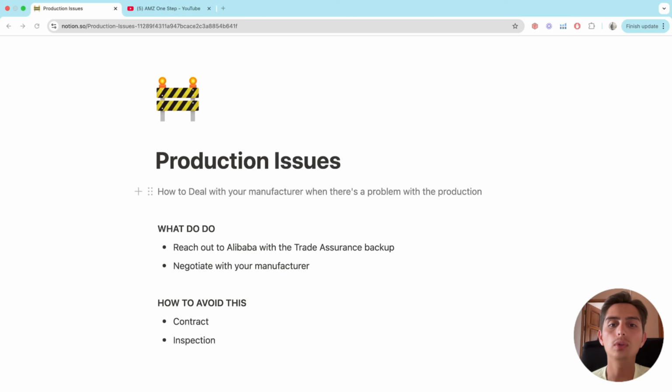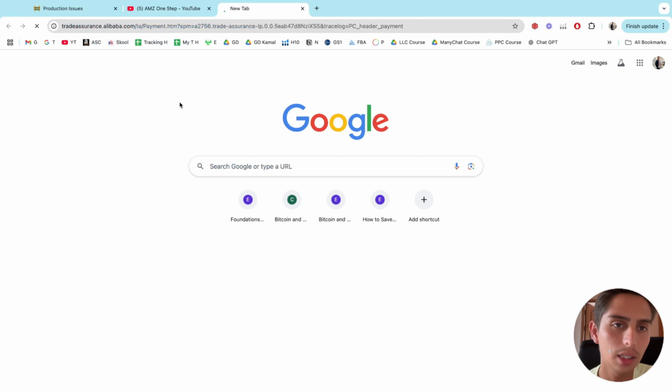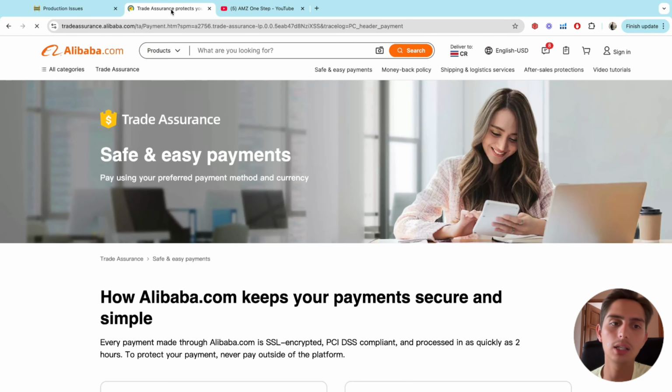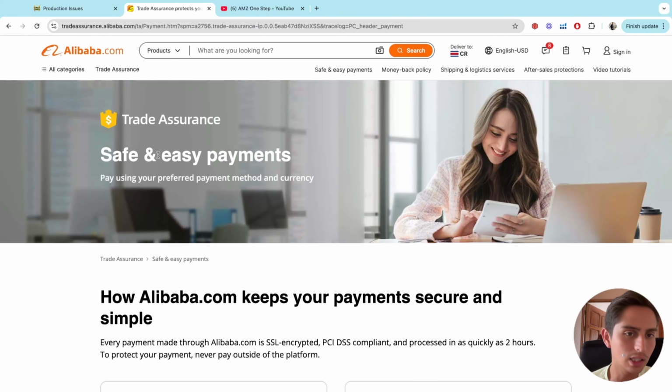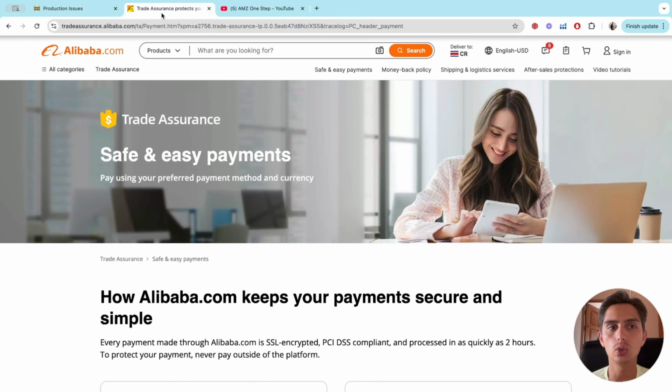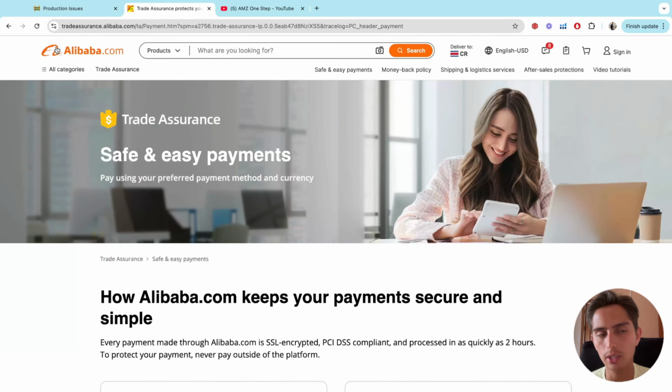Hopefully you purchased with trade assurance. Remember that Alibaba has a trade assurance policy that basically means safe and easy payments. These are the formal way of doing things. If there's a production issue, just go back to your order and reach out to Alibaba. That's something we all can do.